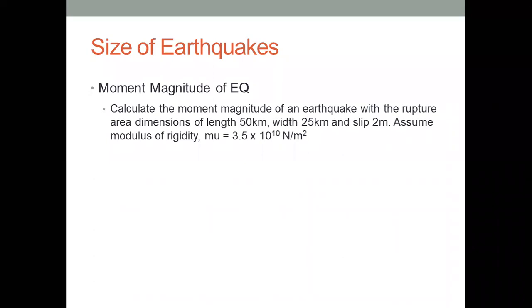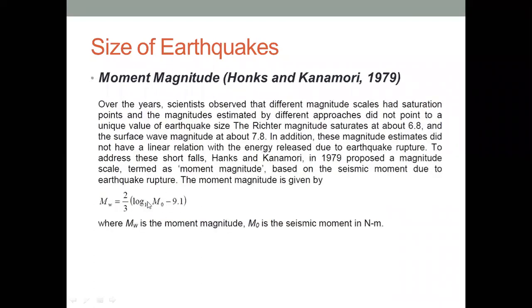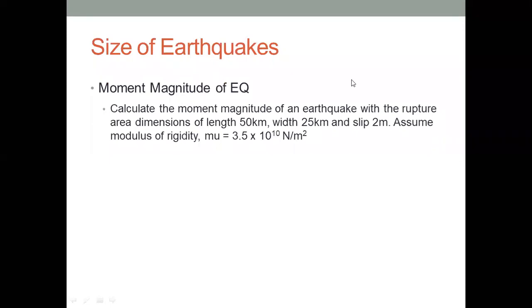7.22. Yes, correct. So 50,000 x 25,000 x 2 x this value 3.5 x 10^10. For this value, you take log, you will get 19.9 something like that, right? And subtract 9.1 from that value and take 2/3 of the entire thing, you will get 7.22. So that is the moment magnitude value of a particular earthquake based on these data.